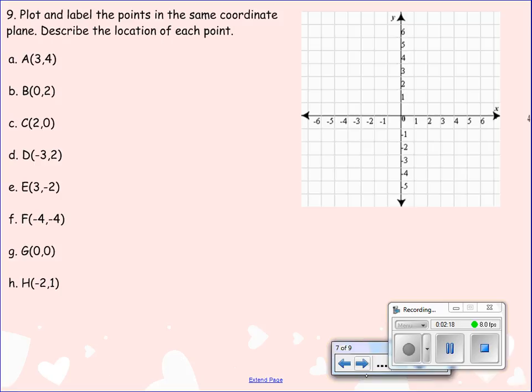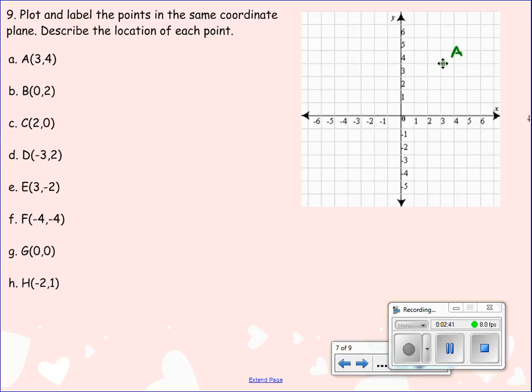So in example 9, we're going to plot each of these points and we're going to label them. For example, for A, you would count the lines 1, 2, 3 on the x-axis. Then the y-axis is a positive 4, so 1, 2, 3, 4. We plot that and label it A.